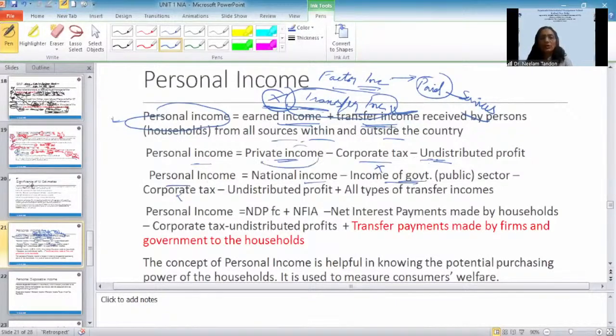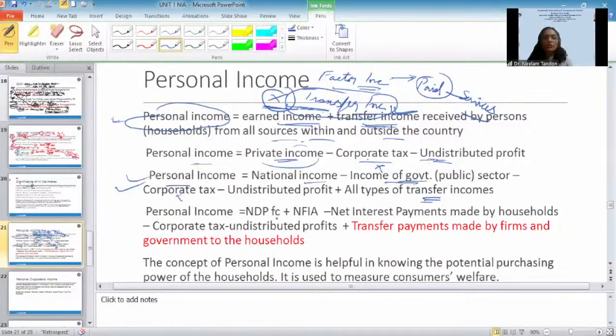So from this private income, you deduct what? Corporate tax and undistributed profits, and all transfer payments you add. That gives you personal income. Okay, so personal income, you can get it through national income. Personal income, you can get it through private income. If you want to go to personal income from private income, what do you do? You deduct corporate tax and undistributed profits. If you go to personal income from national income, what do you have to do? You have to deduct income of the government, income accruing to the government. So income accruing to the government has to be deducted, apart from other things, because the rest is all private income.